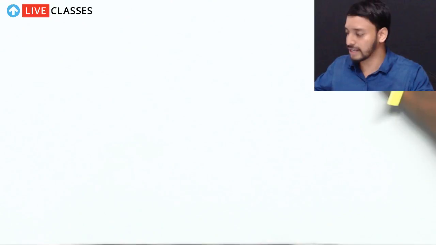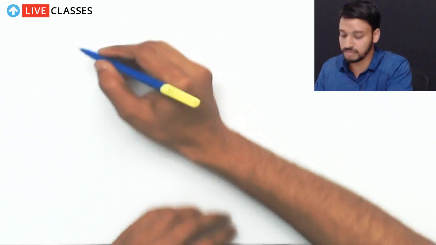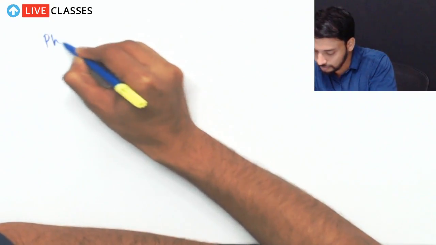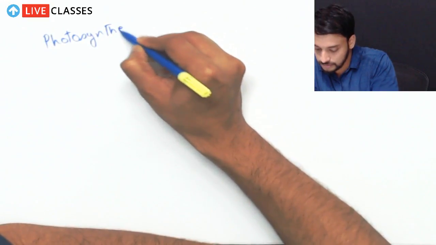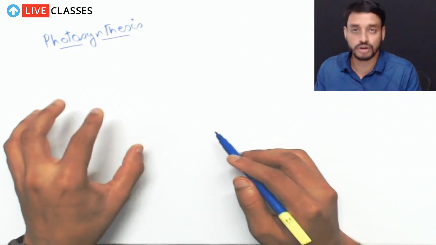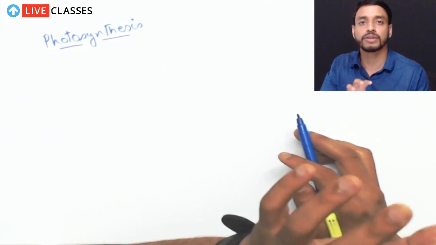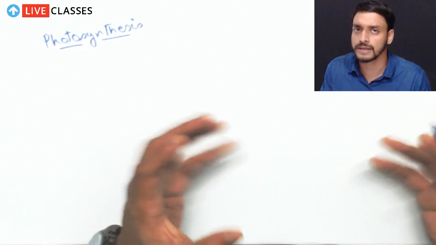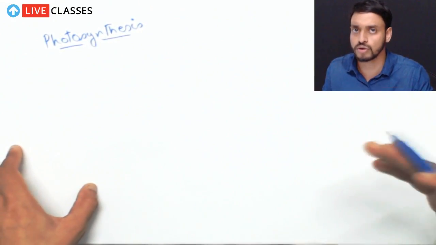Photosynthesis is one of the chapters of your 11th biology. What is the meaning of this word photosynthesis? Let me write it down. This is a simple word, and I'm sure you must be studying this word since your childhood. This word has come from the word photon, and synthesis means to make something. That means to make something with the help of light, photons.